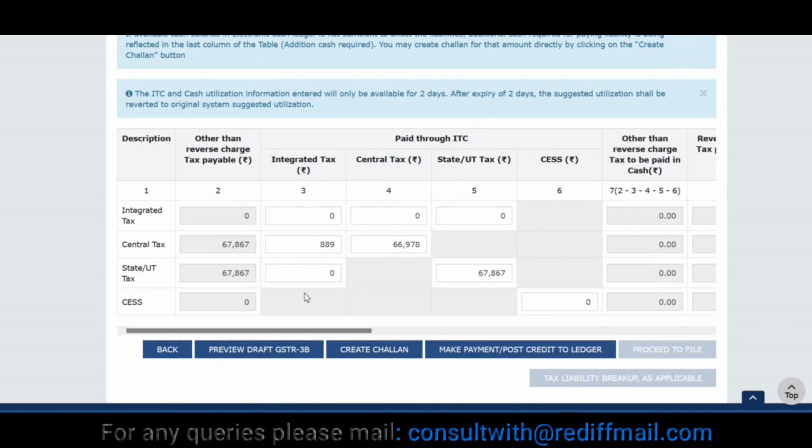Here I have IGST credit of 889. The portal applies the IGST credit fully towards CGST payable. Now you should stop and think from a legal perspective also. What law permits you to do this?